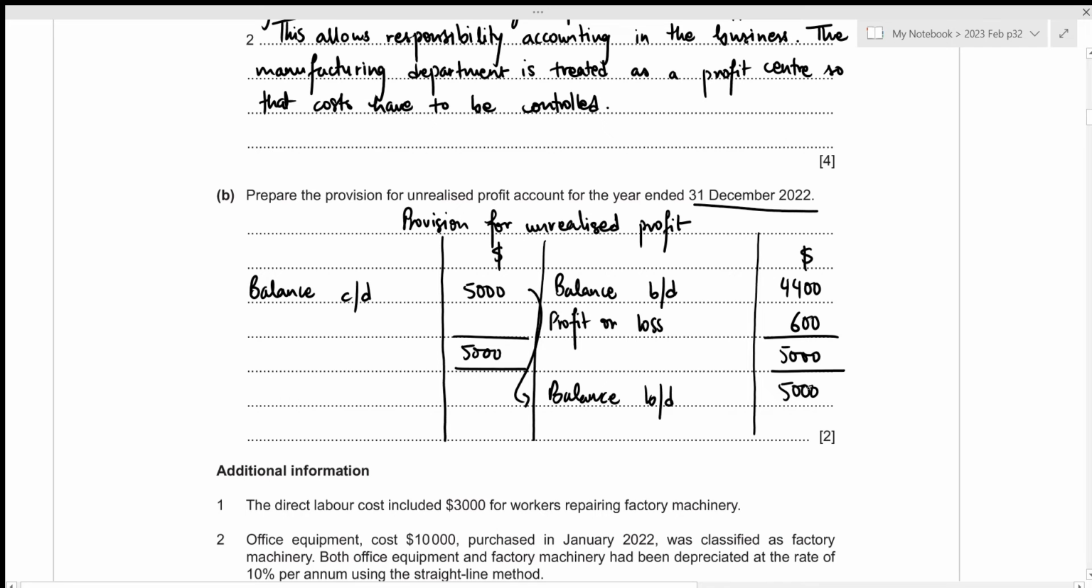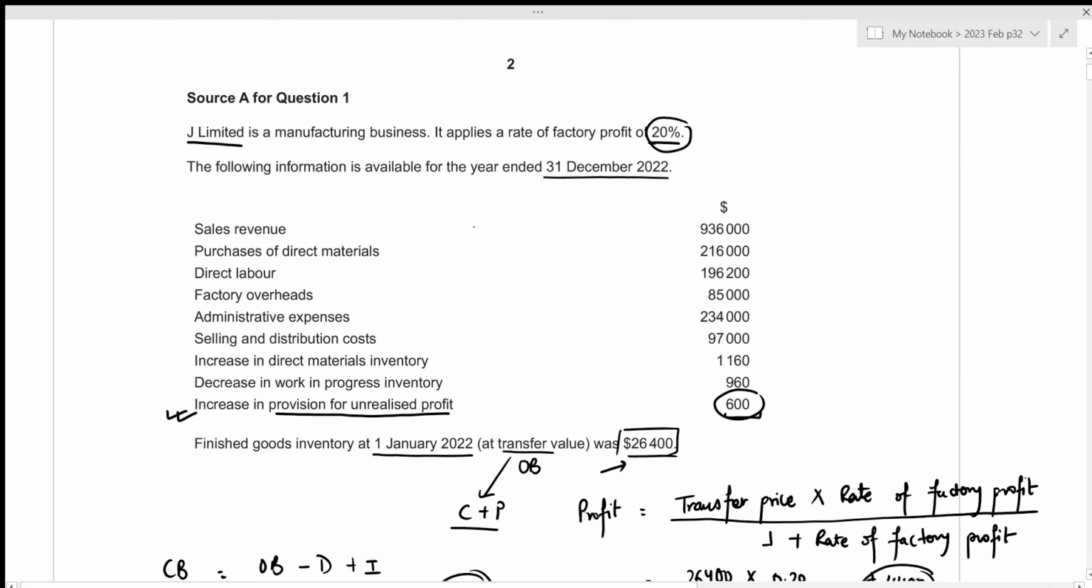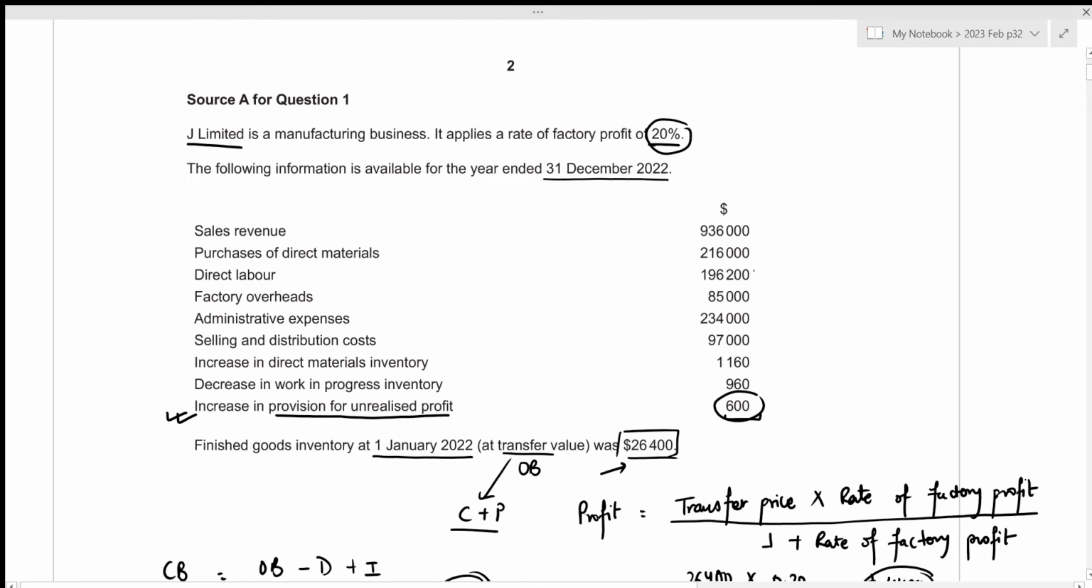We can now move towards the third one. We're given additional information. The direct labor cost included 3,000 for workers repairing factory machinery. So if they are repairing factory machinery, this will not be included in our direct labor because this will be our factory overheads. So let's subtract this amount of 3,000 for direct labor and add this amount of 3,000 to our factory overheads above. We have direct labor right here, so we subtract 3,000, but we add this 3,000 to the factory overheads of 85,000.